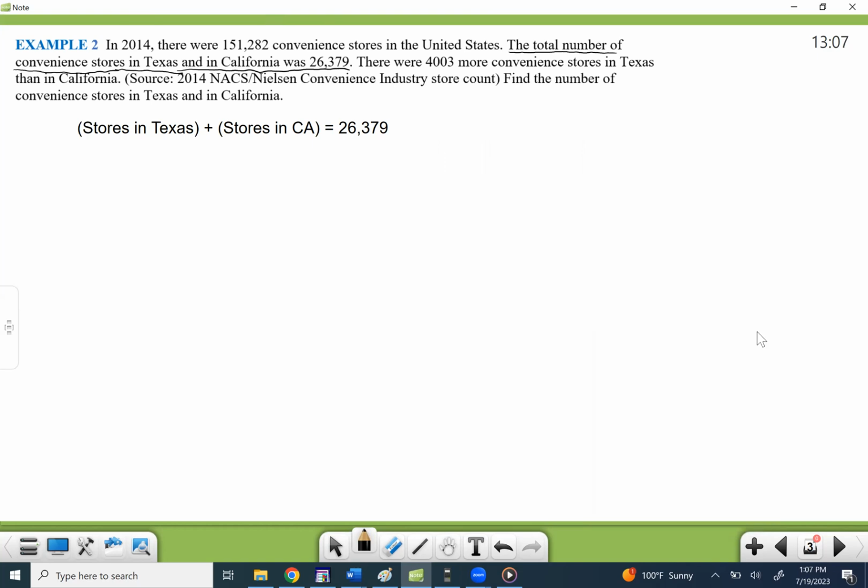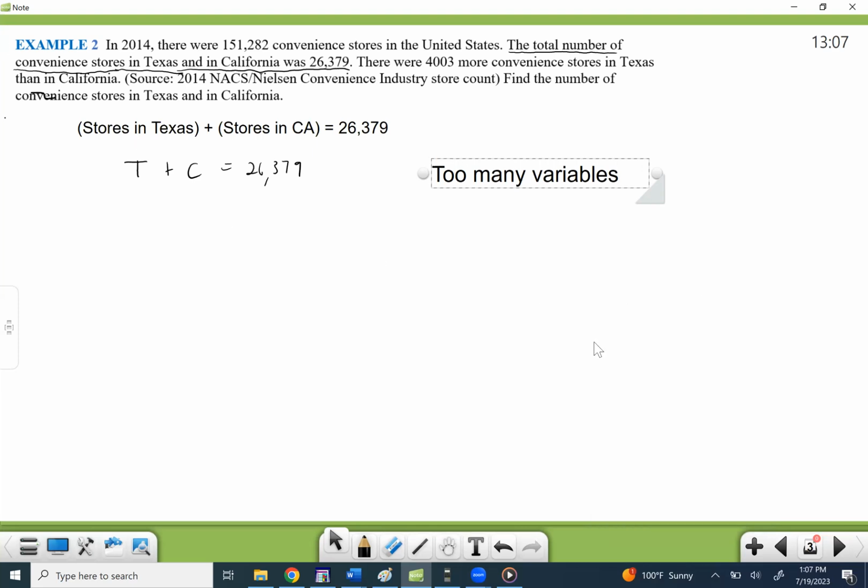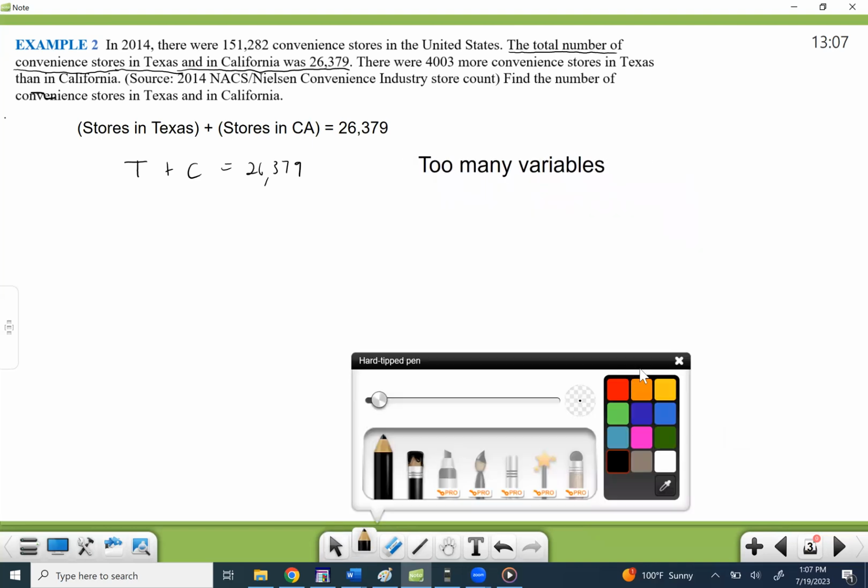Now, the next thing that's going to make this kind of hard, I'm going to go ahead and use T for the Texas stores, plus I'm going to use C for the California stores. Now, here's the problem. This is too many unknowns, too many variables. If you only have one equation, you're only allowed one variable. If you have two equations, then you're allowed two variables. If you have three equations, then you're allowed three variables, etc. So this right here is too many variables. So we have to get this down to one variable.